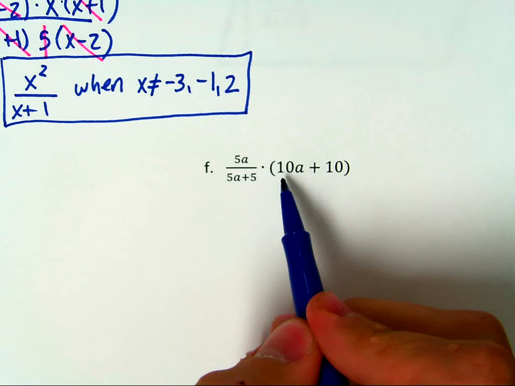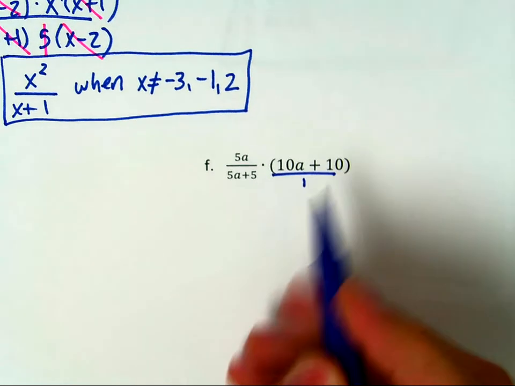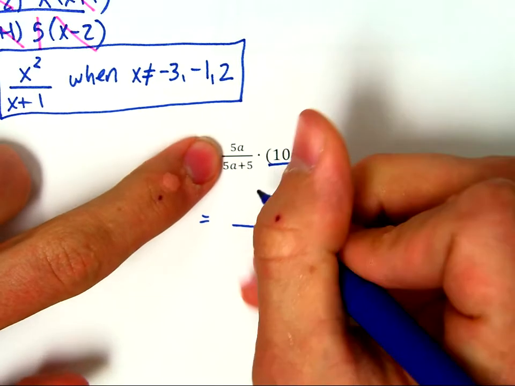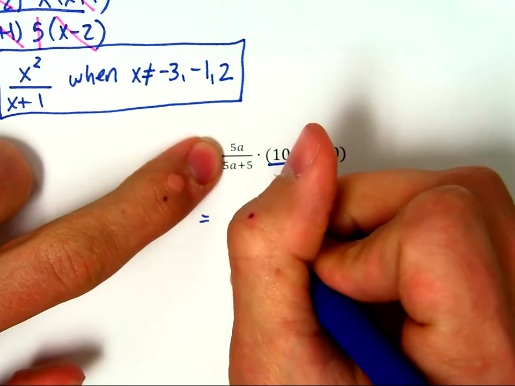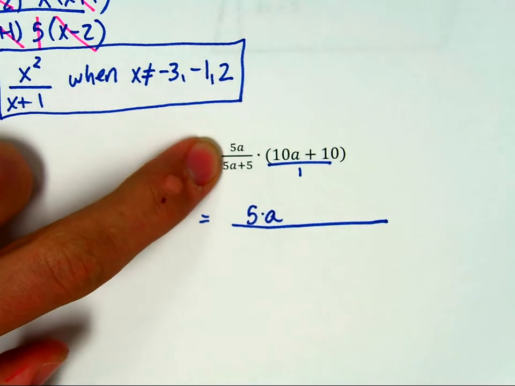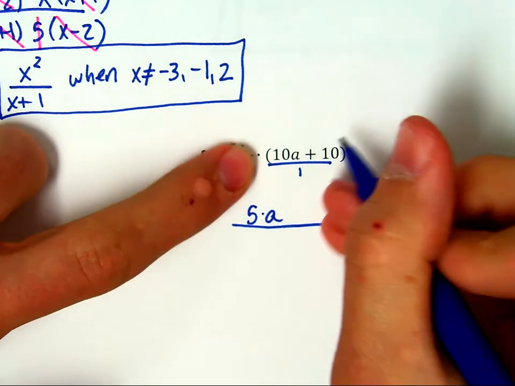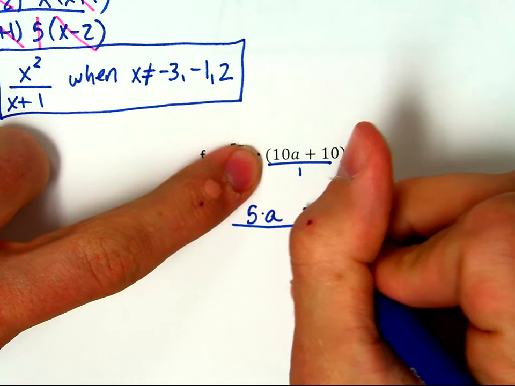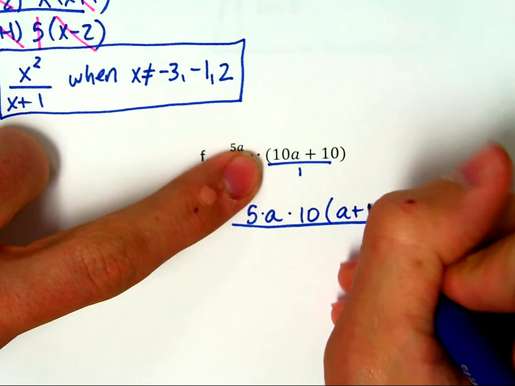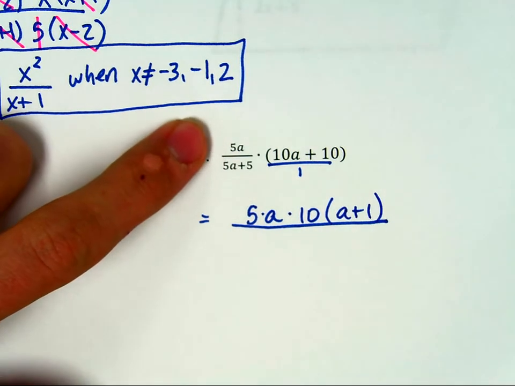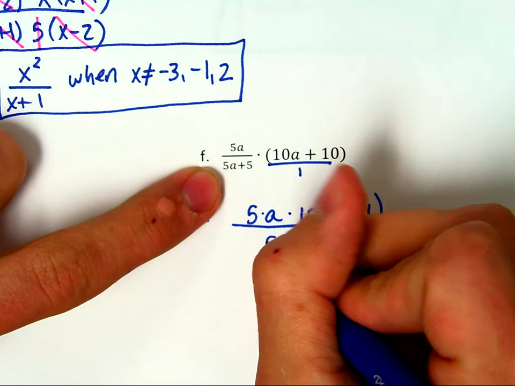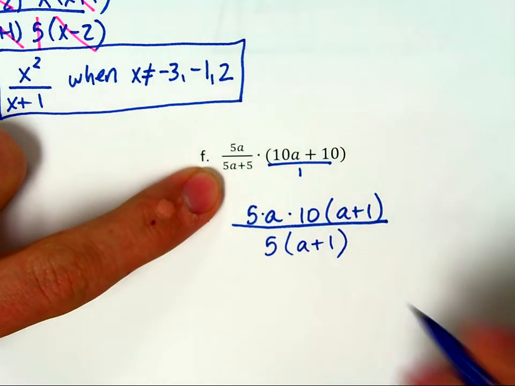So once again, this expression, we're going to pretend it's over 1. I'm going to draw my fraction bar. 5 and a. So it doesn't factor, but if you want to write it as two separate terms as 5 times a, that's fine, just so you can see the separation. 10a plus 10 has a GCF of 10. So I'm going to factor out a 10, and I get a plus 1. The denominator, all I have is 5a plus 5, so it has a GCF of 5. We take that out, and we have a plus 1.